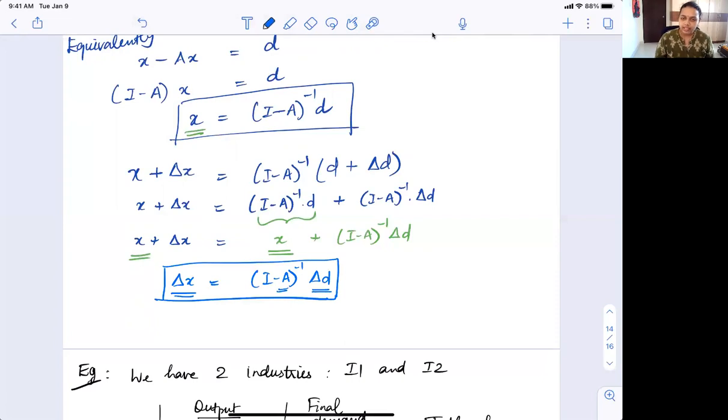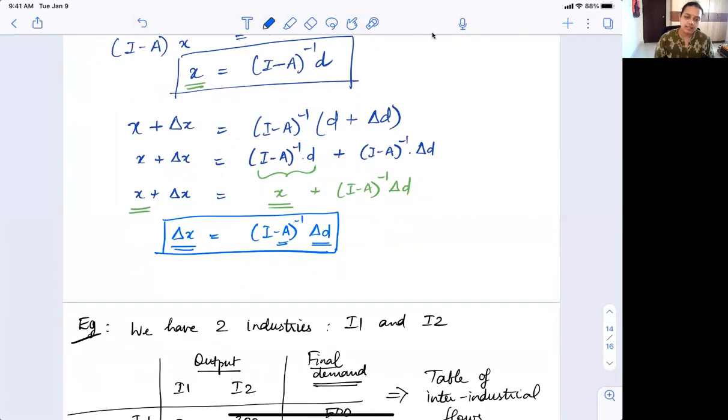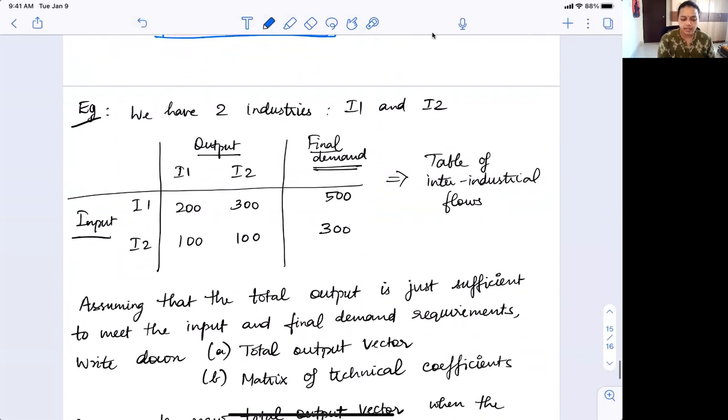Now, let's go through an example where we tie in all these ideas that we've been seeing in the input-output analysis series. We have two industries, I1 and I2. This particular part of the table deals with the flow of inputs between the two industries, right? And then we are given the final demand. So we have the table of inter-industrial flows.